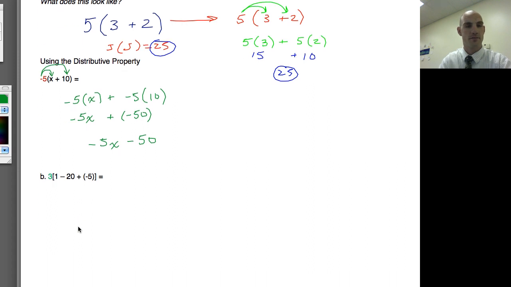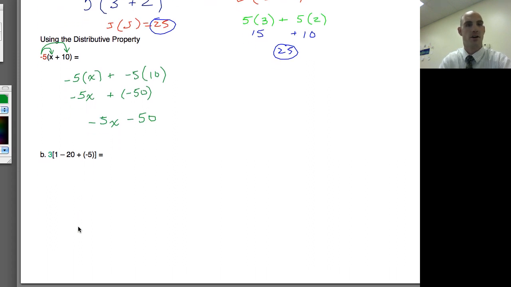So that's it. That's the distributive property in a nutshell. I'd like for you to do the same for this one here. Try it, and we'll see you next time.